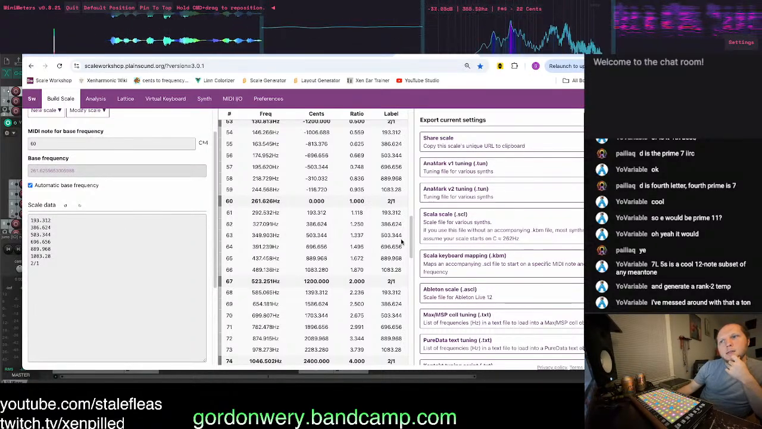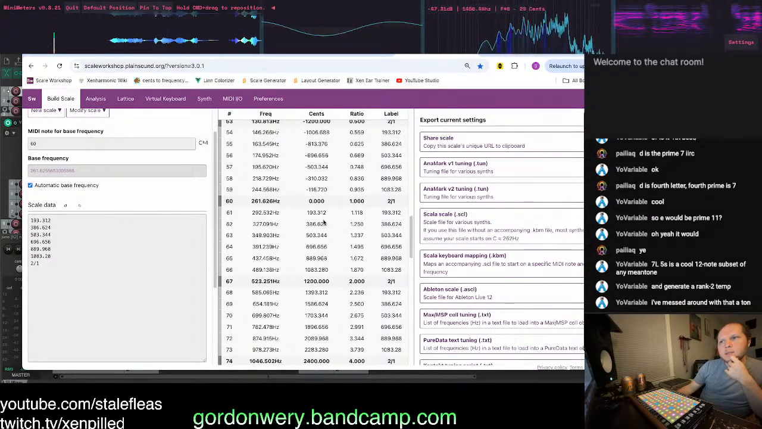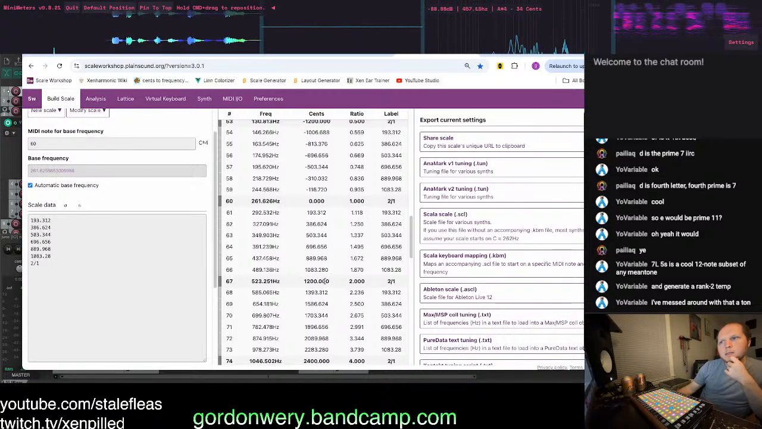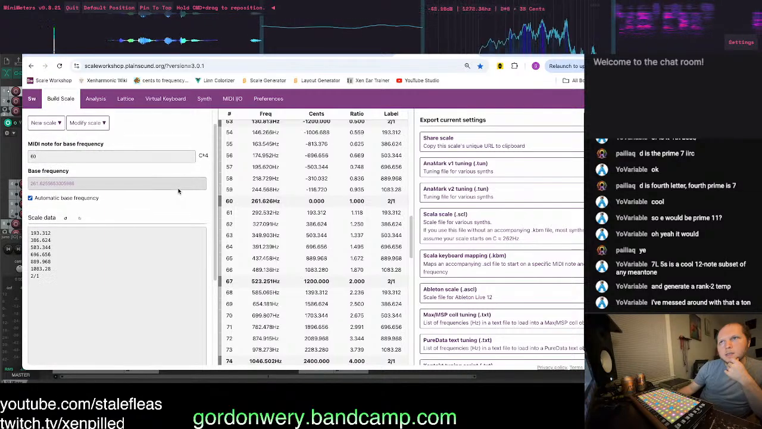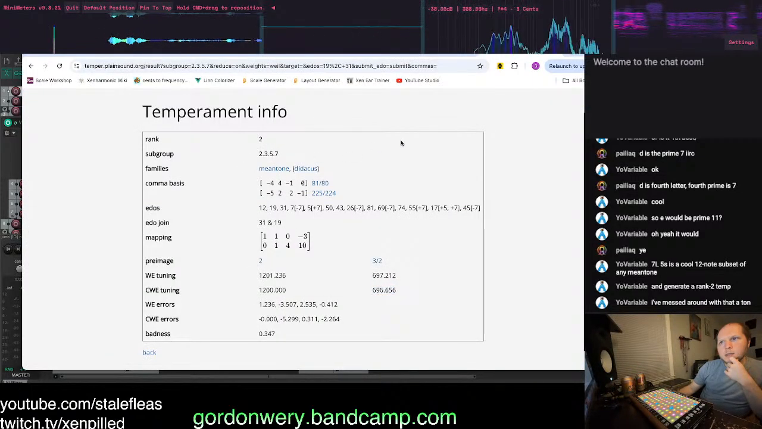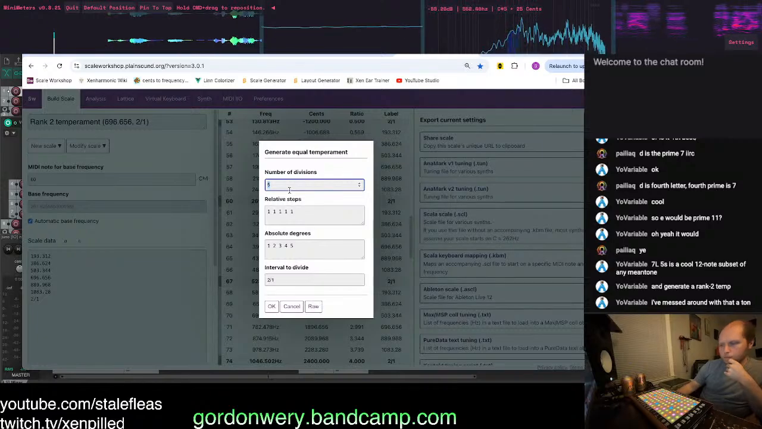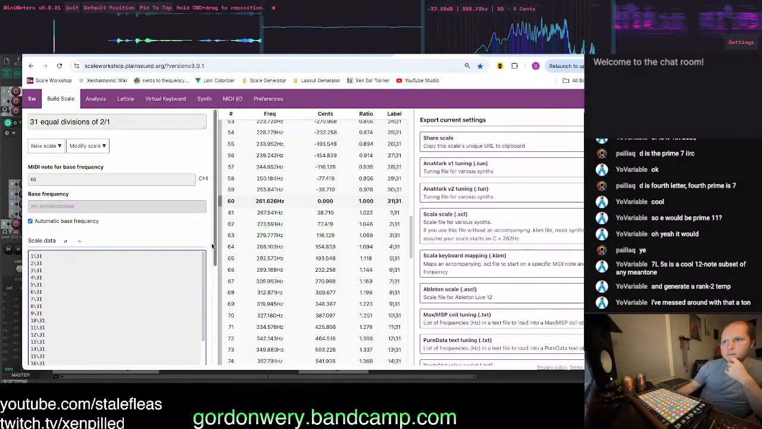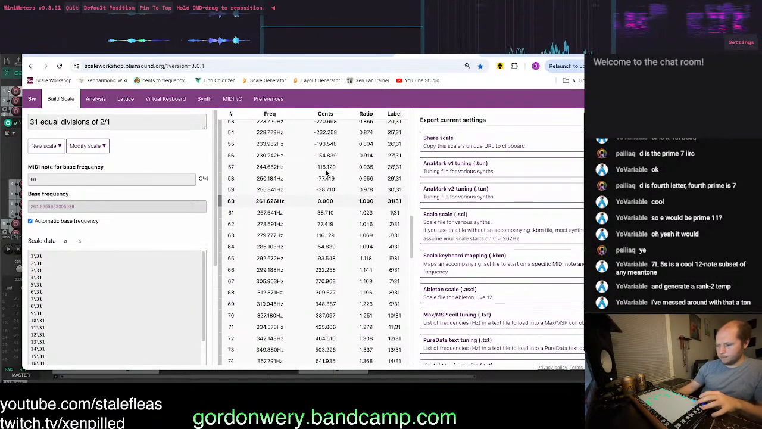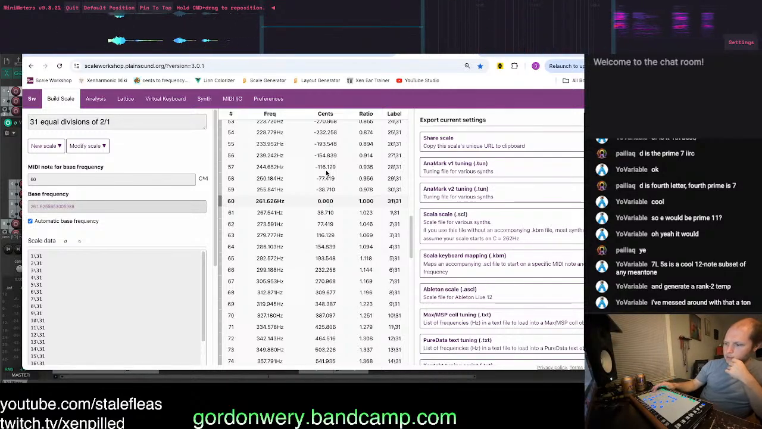Also, keyboard mappings. Figuring out keyboard mappings based off of those scales. So you can make isomorphic keyboard layouts based off of a lot of these temperaments. For meantone, you could just go to 31 Edo in Scale Workshop, and then go vertical 3, horizontal 5, or you could probably also set this up on your Linnstrument. I don't know how that works. Do you just do that in there? Yeah, I can do it on there.